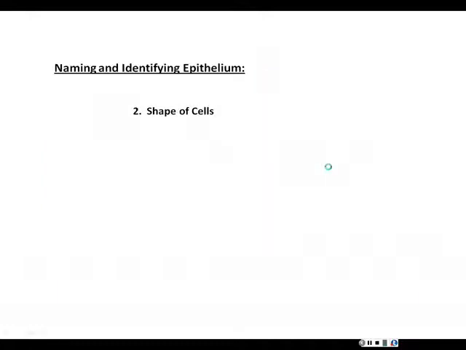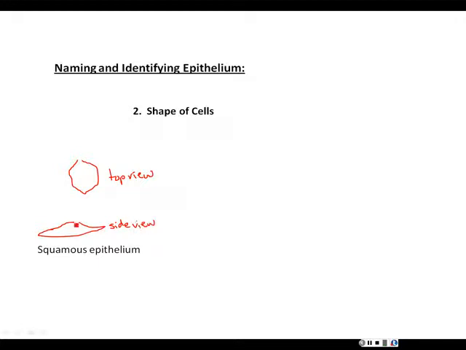So epithelium can also be classified according to the shape of cells. Squamous cells are what I was showing you before. These are flattened cells. They look kind of like a tile from the top and kind of like a fried egg from the side. If squamous epithelium is the fried egg, then the nucleus of the cell is the yolk.